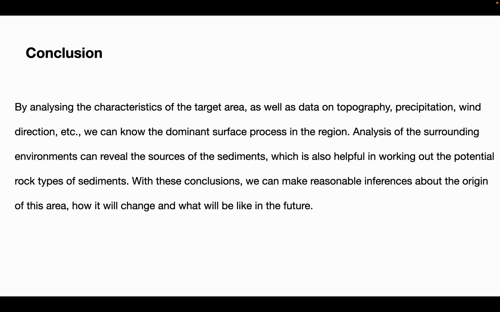For the conclusion, by analyzing the characteristics of the target area, as well as data on topography, precipitation, wind direction, and so on, we can know the dominant surface processes in this region, and by analyzing the surrounding environment, it can reveal the sources of sediments, which is also helpful in working out the potential rock types of the sediments. With these conclusions, we can make reasonable inference about the origin of this area, how it will change, and what it will be like in the future.